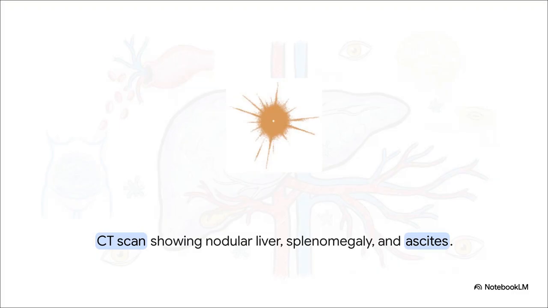Now take a look at this CT scan. It's a perfect visual summary of the pathophysiology. See that shrunken, nodular, cirrhotic liver right there? Because blood just cannot flow through it easily, the high pressure backs up into the portal system. That causes that massive, swollen spleen you see, splenomegaly, and it actually forces fluid to literally leak out into the peritoneal cavity, creating ascites. It's incredible how this single image captures the exact downstream effects of that portal traffic jam.